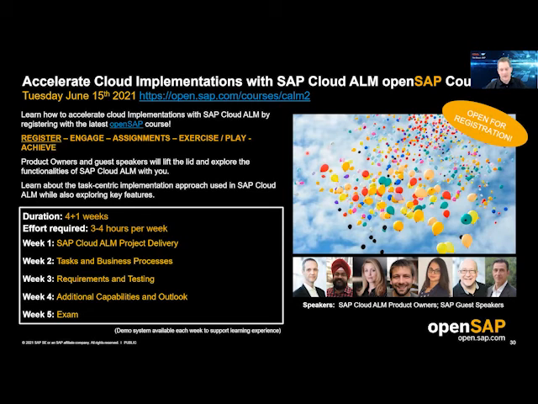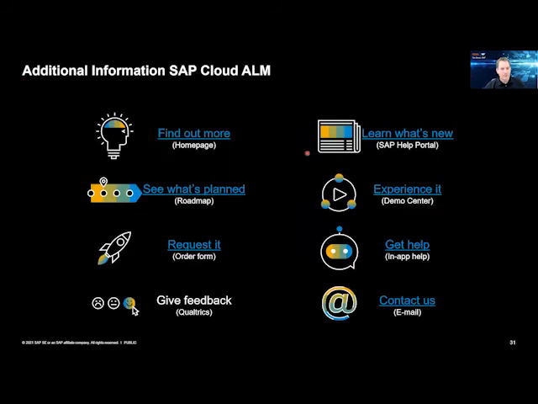Some call it a 5-week course, some call it a 4+1 week course. It's 4 weeks content, and there's an exam at the end, and there are assignments in the middle. And of course, if you go through the assignments and pass the exam, you will get a digital badge and a record of achievement. And I think this is also good to show off a little bit that you're always keeping up your game with SAP ALM solutions.